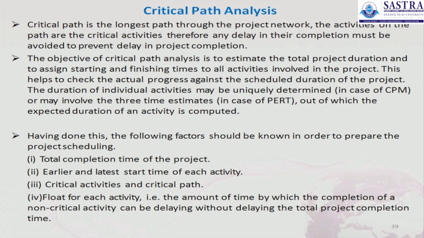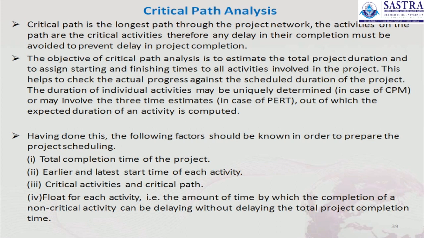So here the objective of the critical path analysis is to estimate the total project duration and to assign starting and finishing times of all activities involved in the project. This helps to check the actual progress against the scheduled duration of the project. The duration of individual activities may be uniquely determined in case of CPM, that is critical path method, or may involve three time estimates in case of PERT, that is program evaluation review technique, out of which the expected duration of an activity is computed.